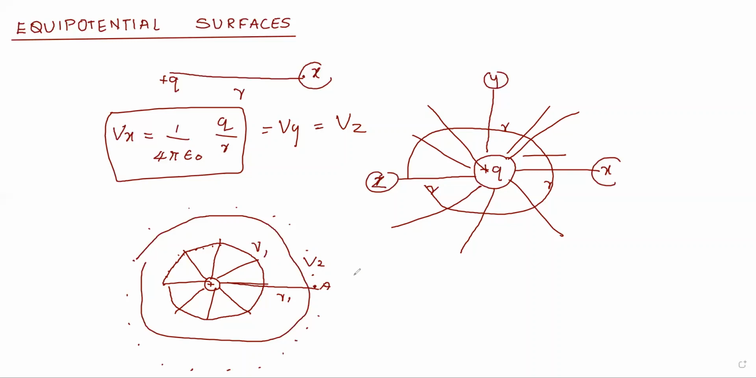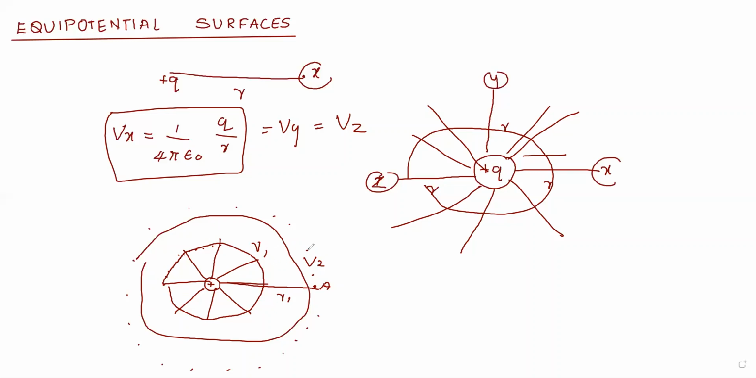Now let us assume the circle to be a sphere. Then I can say that every point on the surface of the sphere will have the same potential. Instead of considering this as a 2D circle, I will consider it as a 3D sphere.